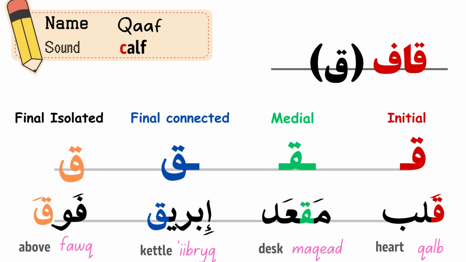The letter قاف. Word قلب, قلب shows the initial form of the قاف. Word مقعد, مقعد shows the medial form of the قاف. Word إبريق, إبريق shows the final form connected of the قاف. And word فوق, فوق shows the final form isolated of the letter قاف.